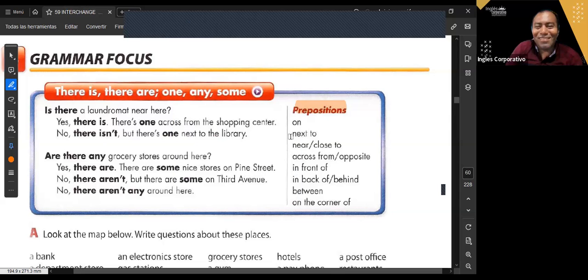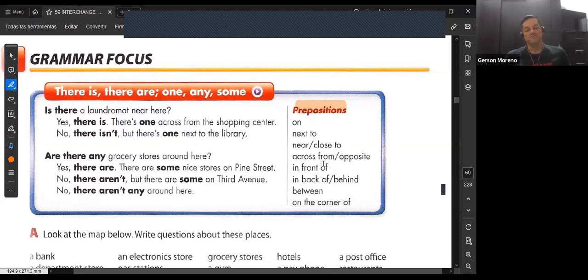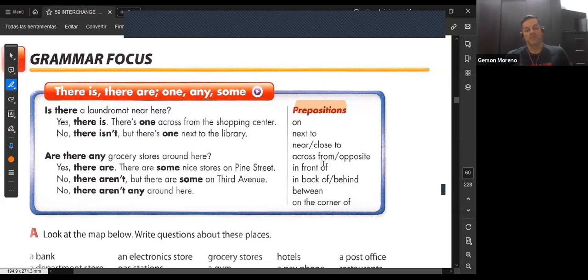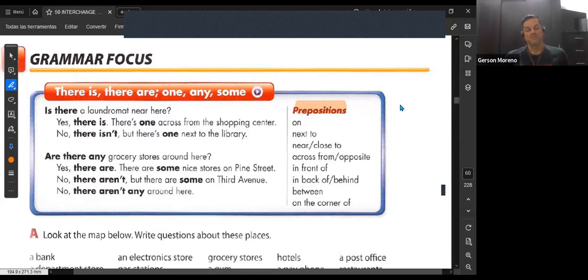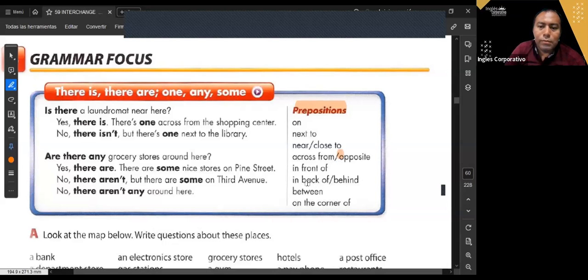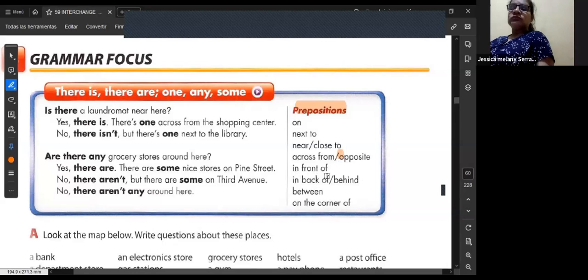Next to. Near. Close to. Across from. Opposite. Opposite means the same as a truth. In front of. Front of.